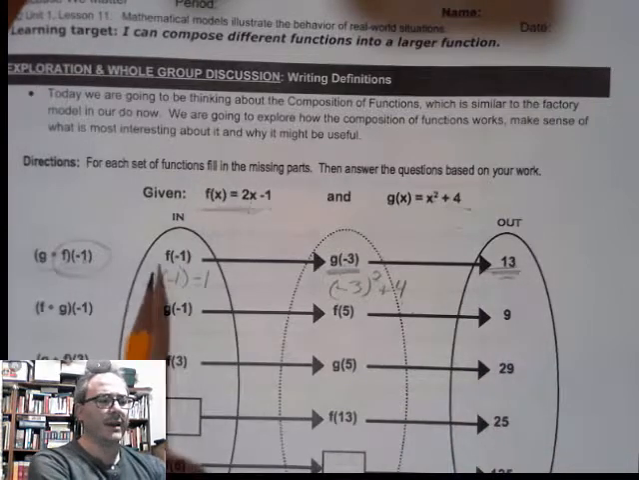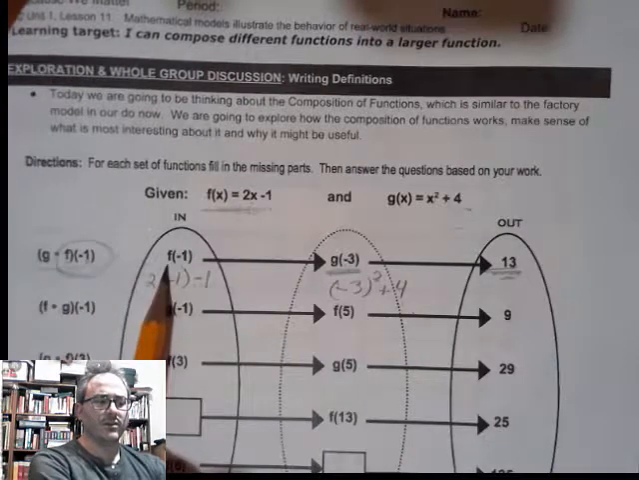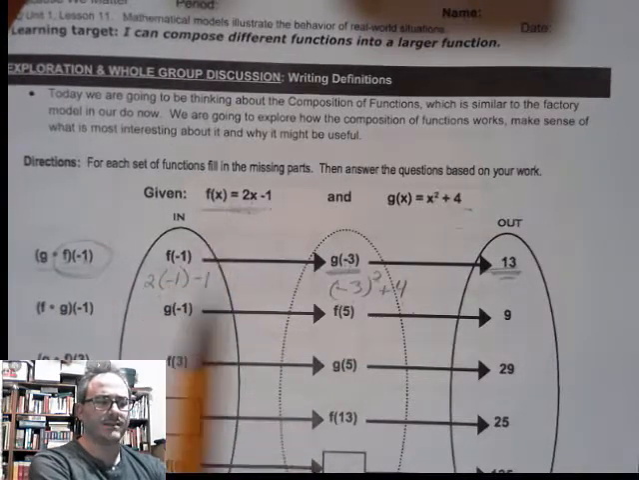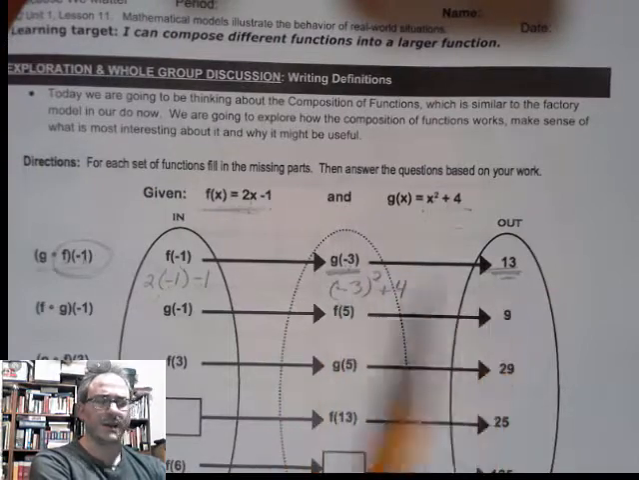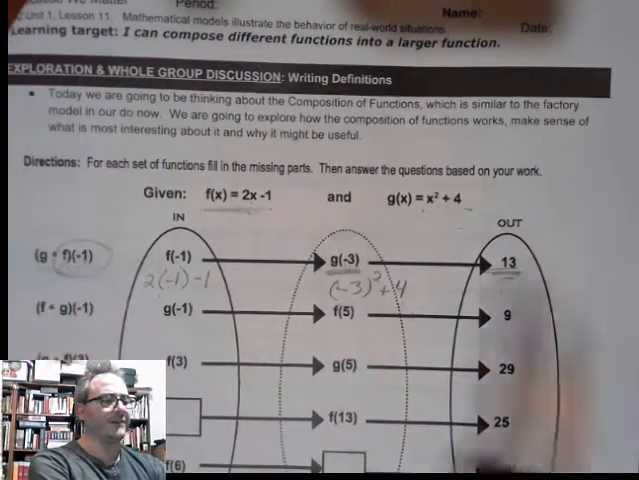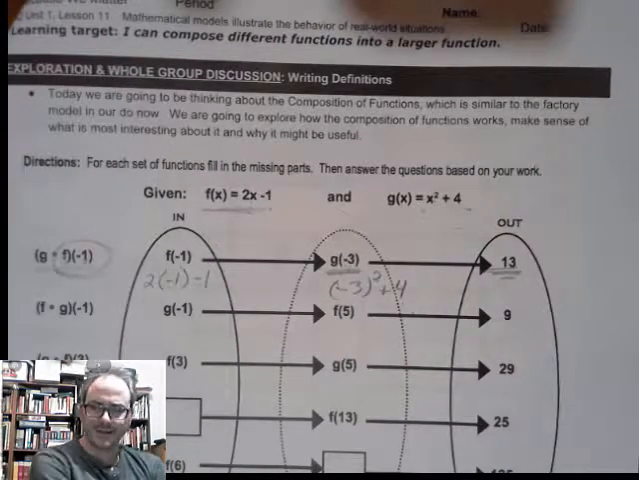So we went from the g of f of negative 1. We plug negative 1 into f of x. We get negative 3. We plug negative 3 into the g of x. We get 13. So the g of f of negative 1 is 13. All right? Take a deep breath. Whew, wasn't so bad, right?